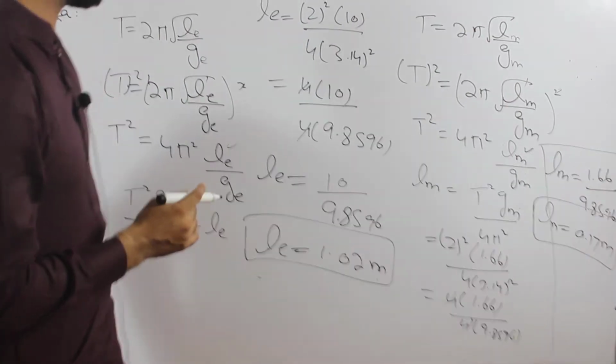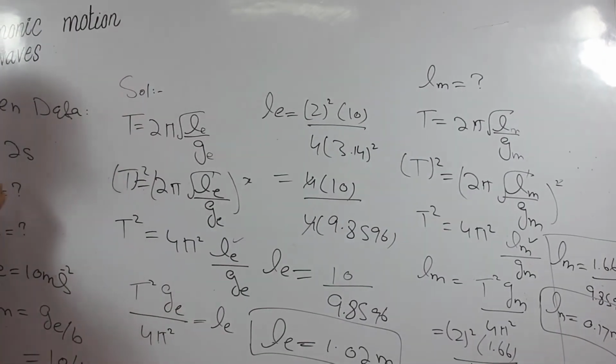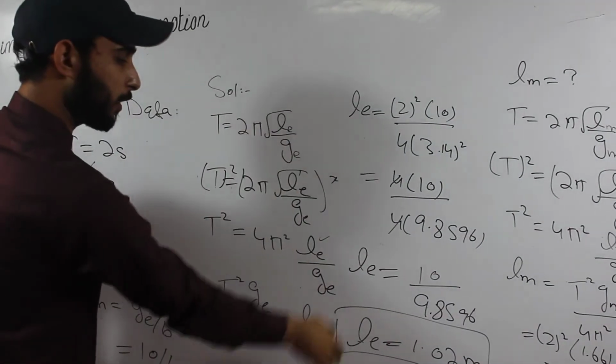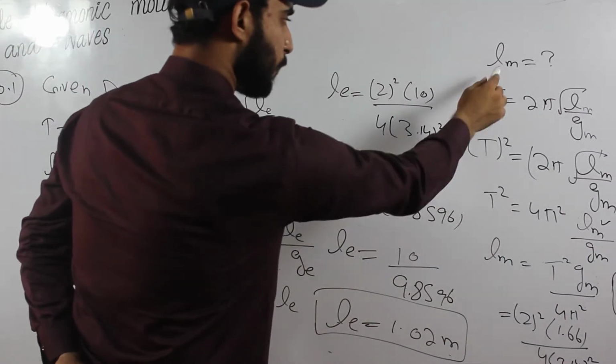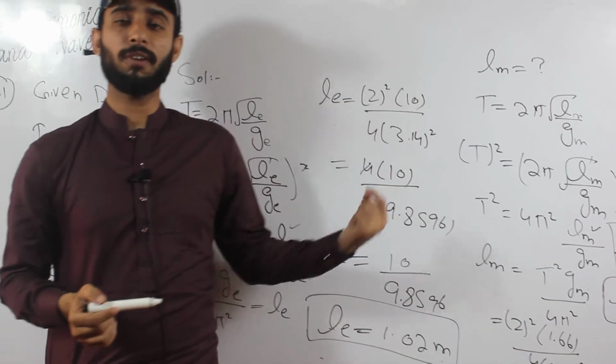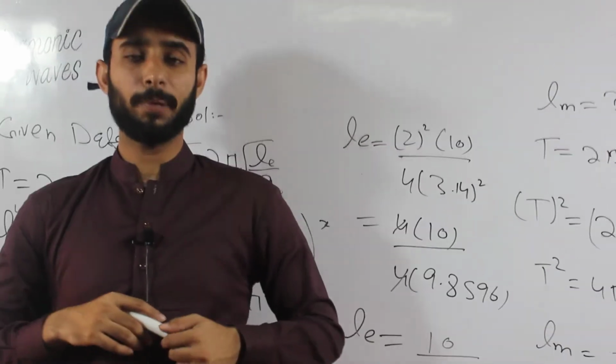We have to find two things here: first was the length on the earth, and second is the length on the moon. Here we found the length on the earth, and here we found the length on the moon. So this was the first numerical of chapter number 1.